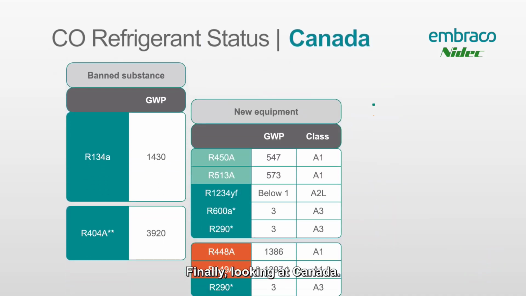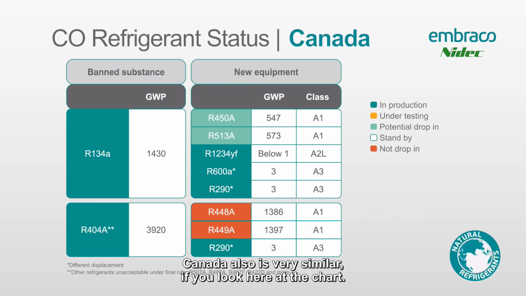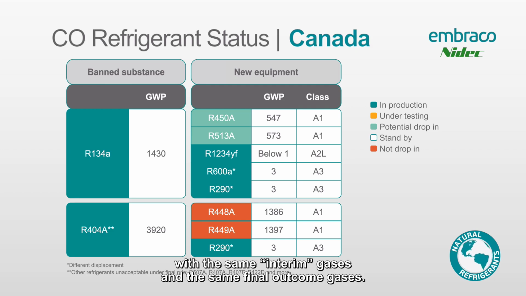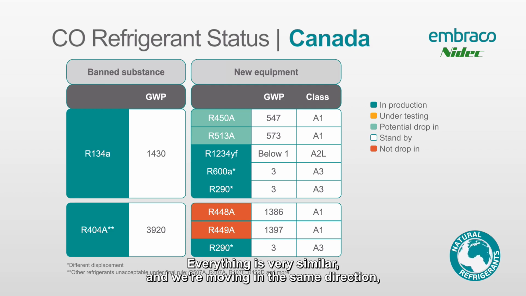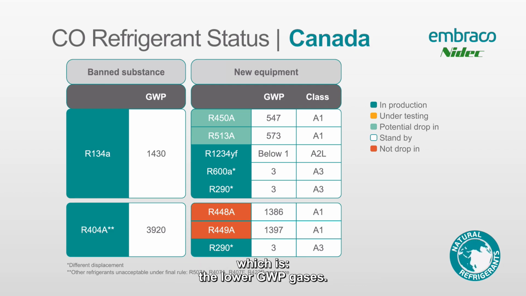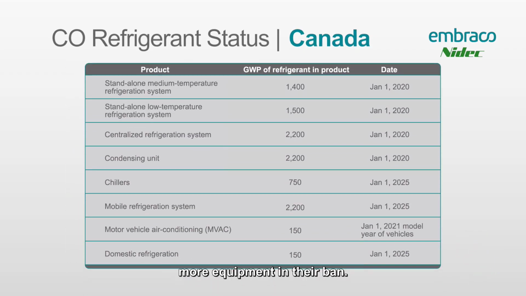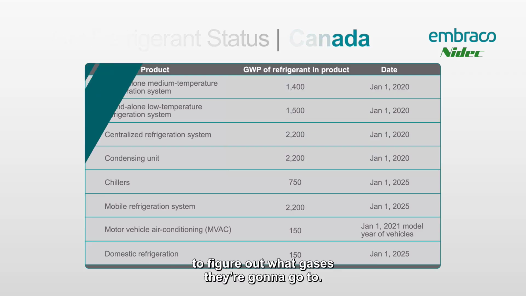Finally, looking at Canada. Canada also is very similar if you look here at the chart. It has the same gases, with the same interim gases and the same final outcome gases. Everything's very similar and we're moving in the same direction, which is the lower GWP gases. The difference with Canada is they included more equipment in their ban. Looking at the equipment chart here, you can see things like chillers and domestic refrigeration equipment are also included, and the date is a little bit further out. For some of that equipment, it gives manufacturers a bit more time to figure out what gas they're going to go to.